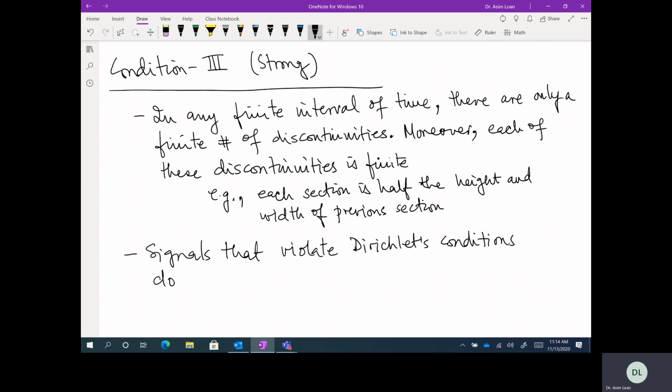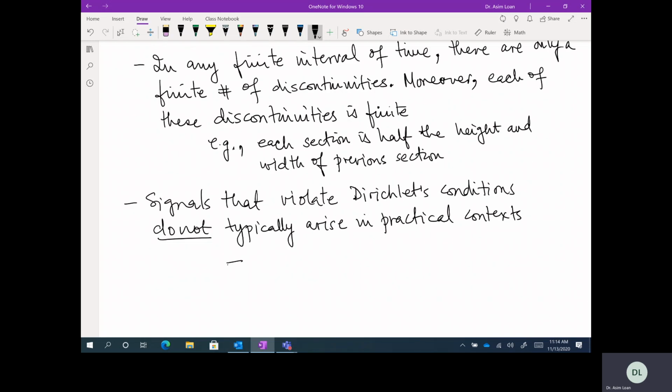do not typically arise in practical contexts. This implies convergence of Fourier series is not an issue for electrical engineers. Okay, so this is good news for you.